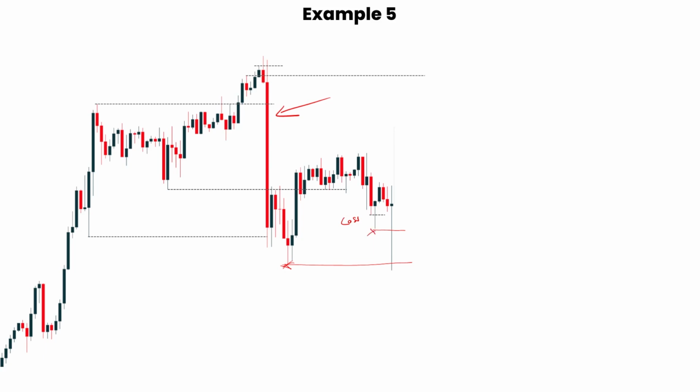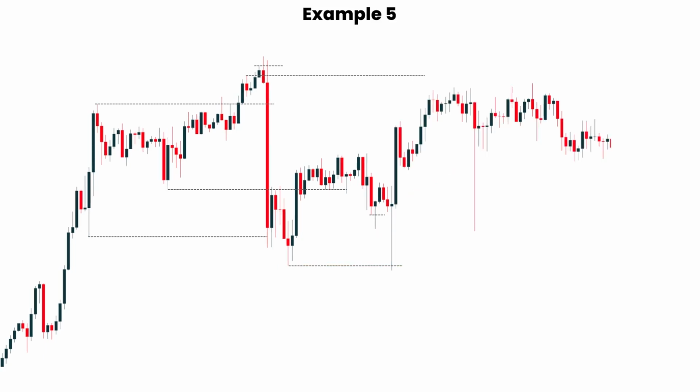So you have this move here. Would you enter to the upside? Let's just see how the market behaved. You can see that the market behaved pretty nicely to the upside. After this move, we can see the price shoot to the upside.